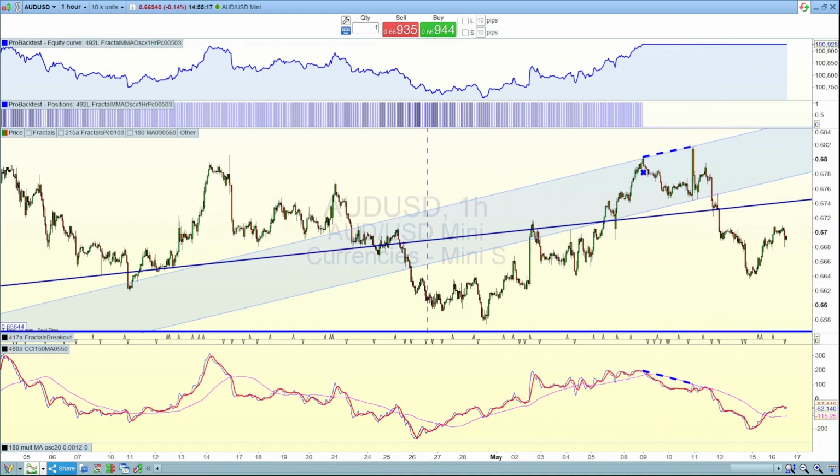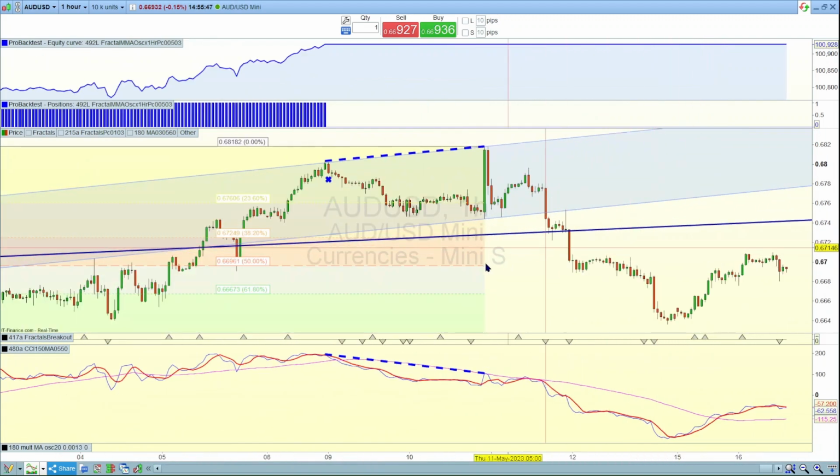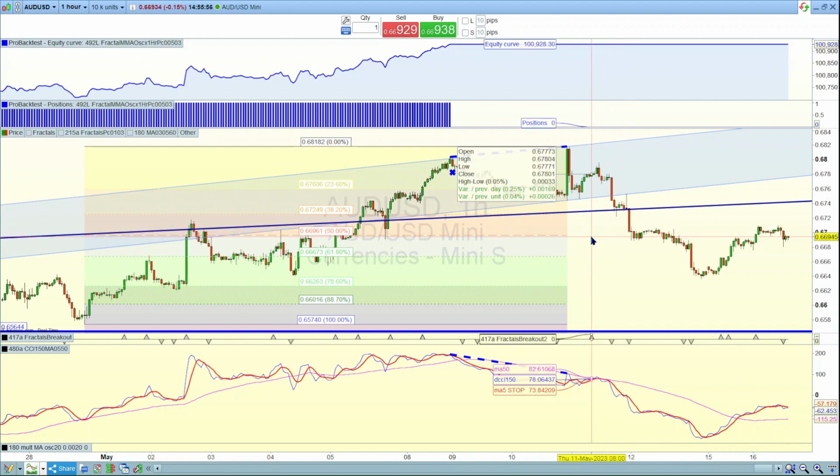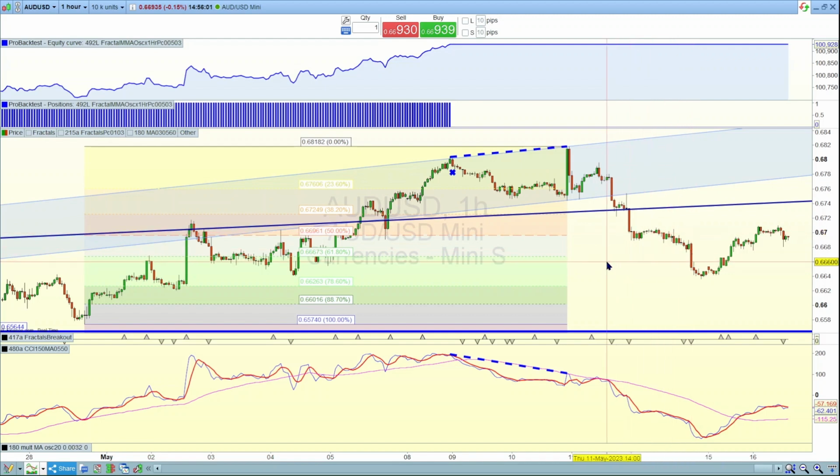Now, a target would have been potentially, if you draw a Fibonacci from that low to that high, and had you gone short from one of those candles there on this hourly chart, you would have taken a target at the 50%. Notice it hovered around the 50%, and then it dropped down below the 61 and near the 78%.